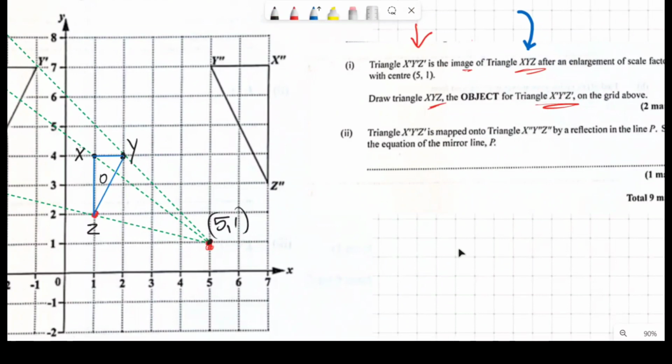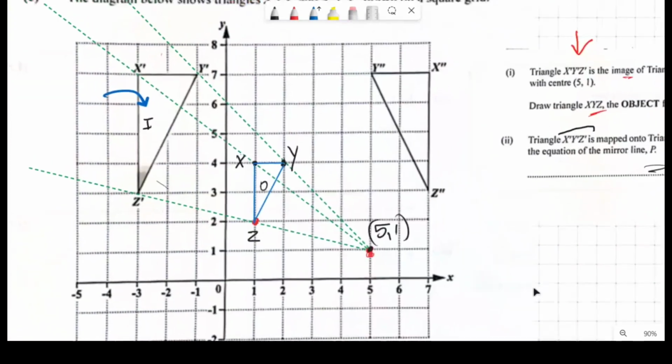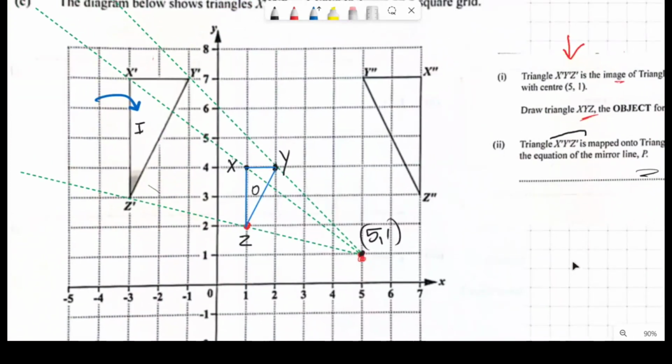Next question says triangle. Watch this. X prime, Y prime, Z prime is mapped onto this. So they are saying that this one was mapped onto that one. All right. So they are asking you, by a reflection in the line P, state the equation of the line P. So they already told you that it's a reflection in the line P. What a reflection does, it's going to come halfway between image and object. Let me color the image and the object.